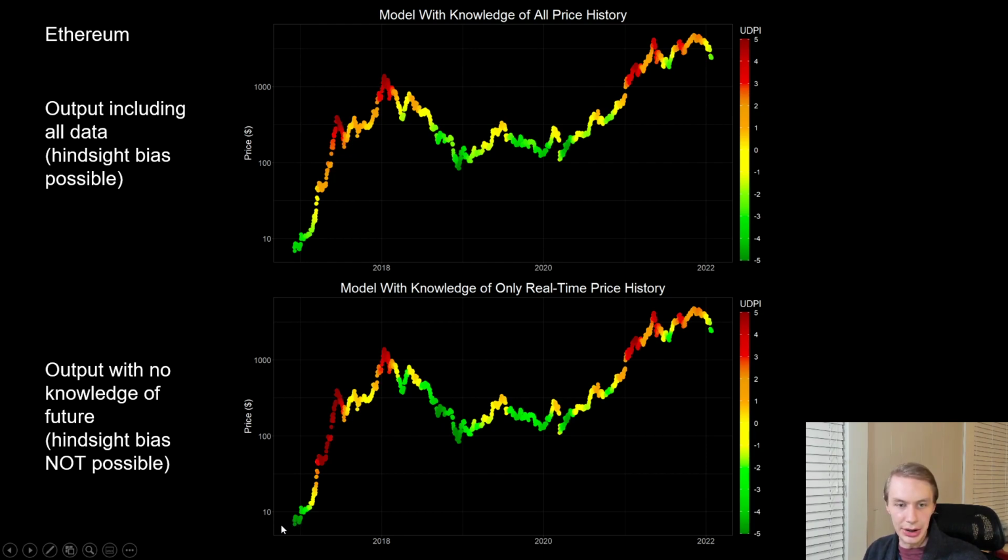We're starting here all the way back. This is only about a year after ETH was created that we're starting these simulations. So there's just one pump that I used to train the model that came before this, and then we're starting after that.